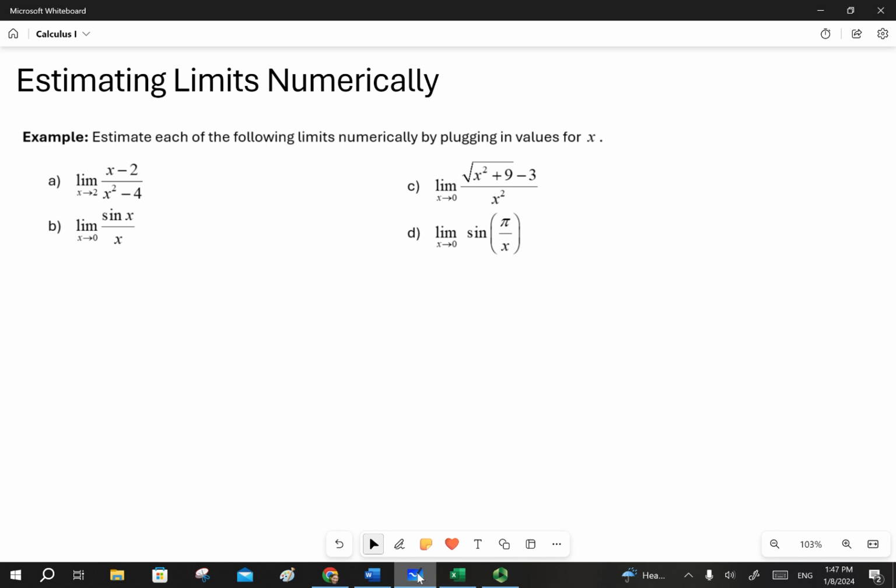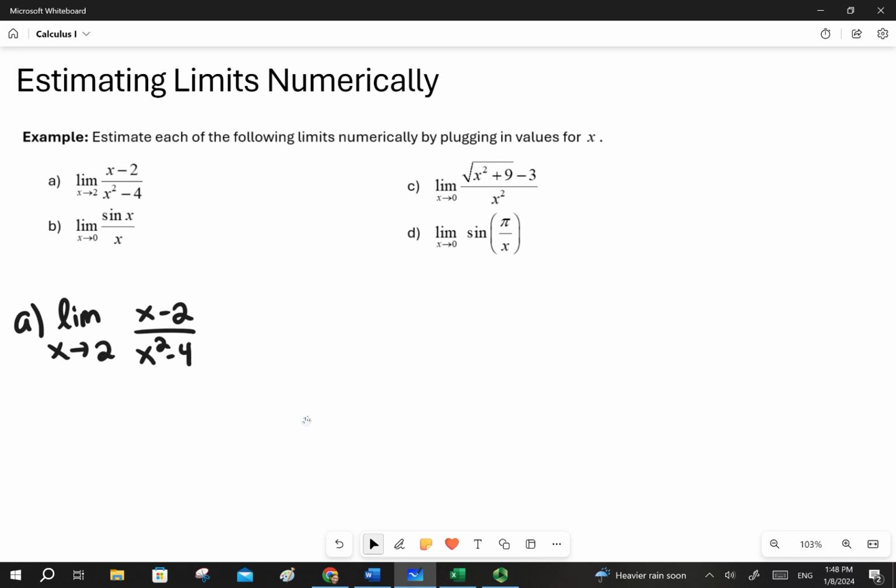Let's look at a few examples of estimating limits numerically. To estimate each of these limits, I'm just going to plug in values of x that are closer and closer to the value that x is supposed to approach, making sure to approach from both sides. Starting with the limit as x approaches 2 of (x minus 2) over (x squared minus 4).